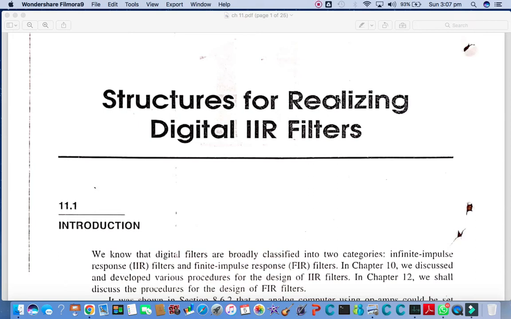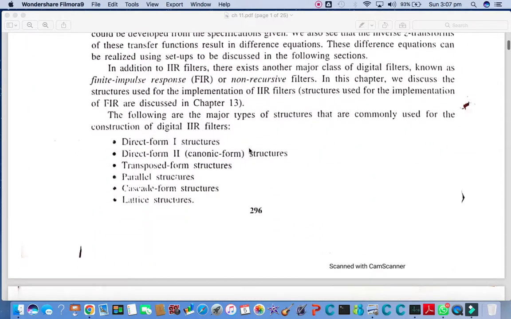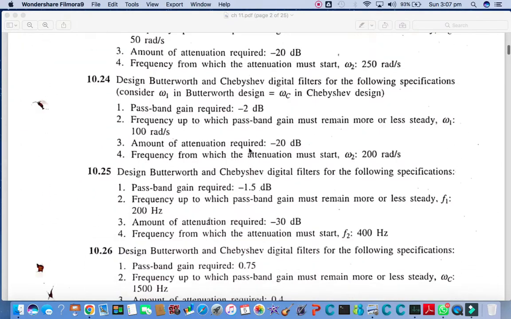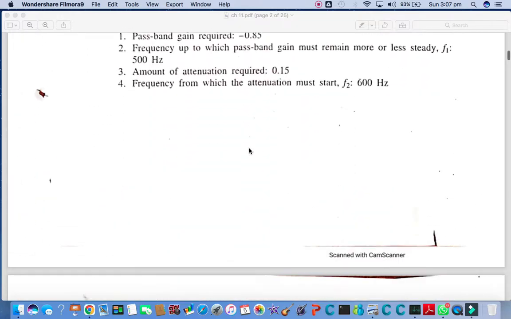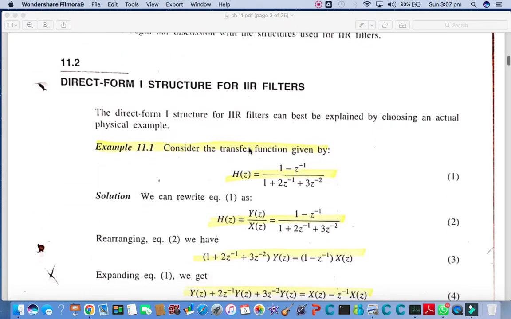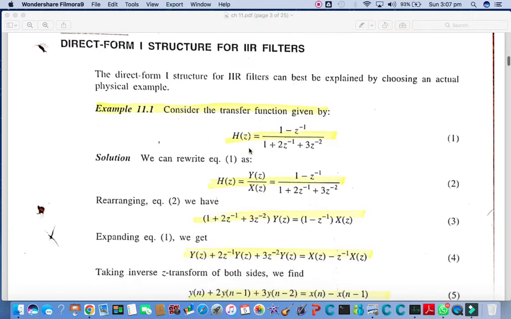Hi, in this lecture I will be discussing the structures for realization of the digital IIR filter. In the previous lecture I discussed the design steps of the digital IIR filter, and in this chapter I will discuss how we can do the realization of the digital IIR filter.